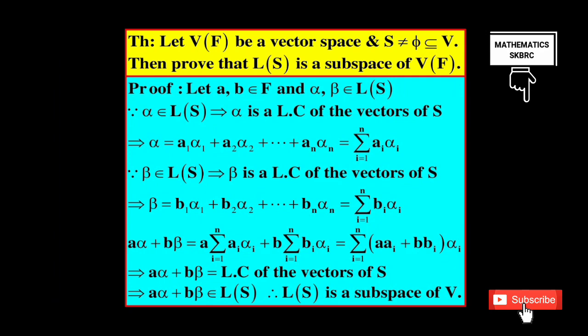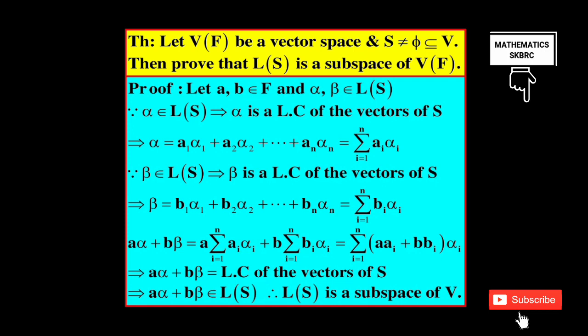Since alpha belongs to L(S), alpha is a linear combination of the vectors of S. That is, alpha equal to a1 alpha 1 plus a2 alpha 2 plus and so on, an alpha n, that is equal to sigma i is 1 to n a_i alpha_i, where a1, a2 and so on, an are scalars belonging to F. Similarly, beta belongs to L(S) means beta is a linear combination of the vectors of S, that gives beta equal to b1 alpha 1 plus b2 alpha 2 plus and so on, bn alpha n, that is equal to sigma i is 1 to n b_i alpha_i.